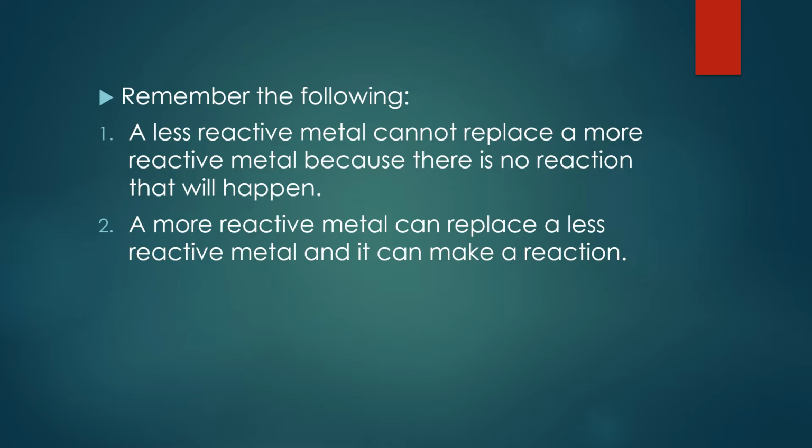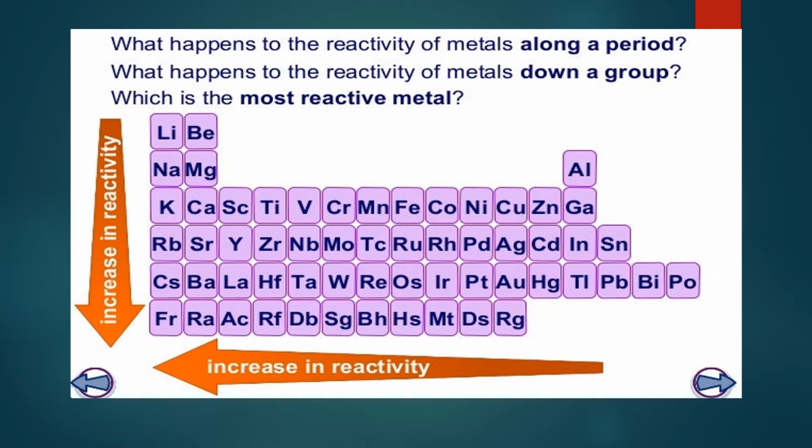However, if the metal is reactive, or it's greater in terms of the reaction, the less reactive metal can be replaced in the reaction. So why do you have to learn this? Because you have to know which of the metals can make a reaction or make a compound. You have to consider the following questions in learning the series of metals.